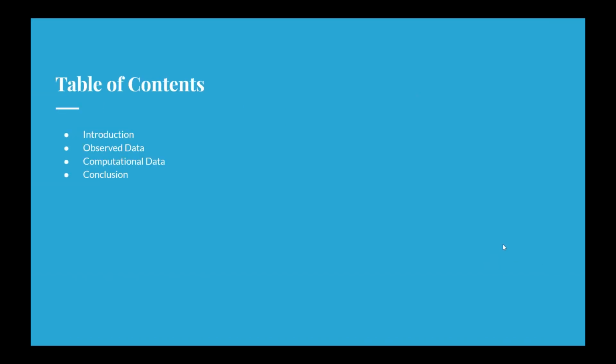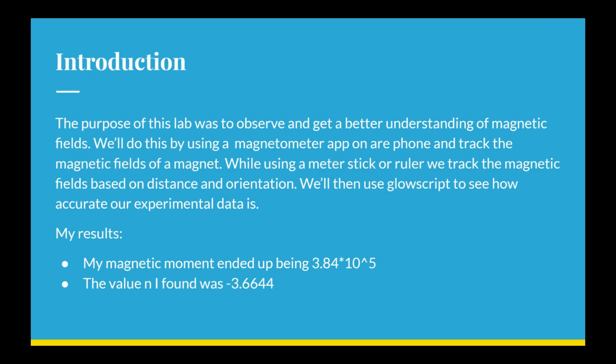In our table of contents, we have introduction, experimental data, computational data, and conclusion. The purpose of this lab was to observe and get a better understanding of magnetic fields. We'll do this by using a magnetometer app on our phone to track the magnetic fields of a magnet while using a ruler stick or ruler. We will track the magnetic fields based on distance and orientations along the north and south and east and west axis. Then we'll use GlowScript to see how accurate our experimental data is.